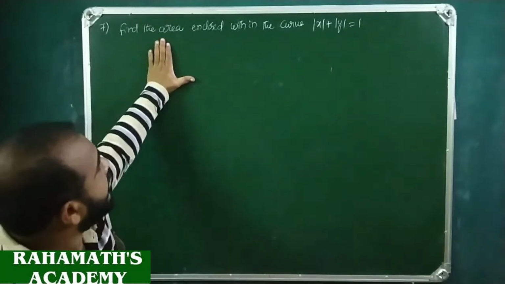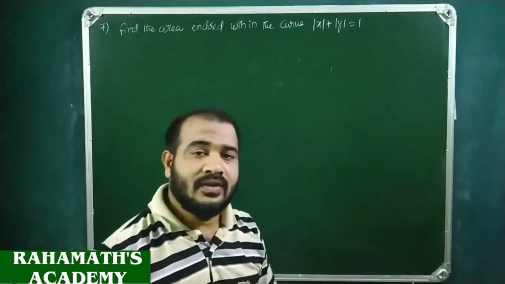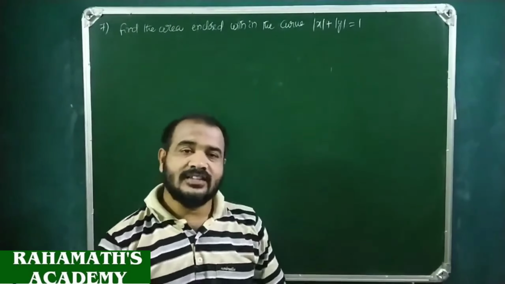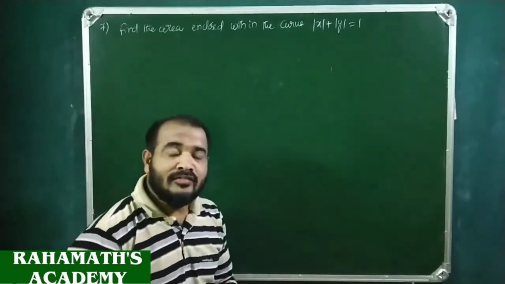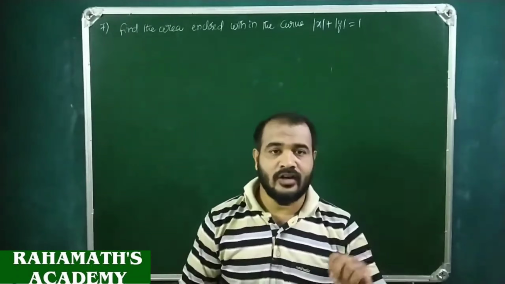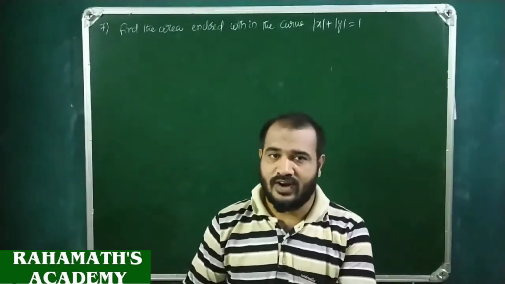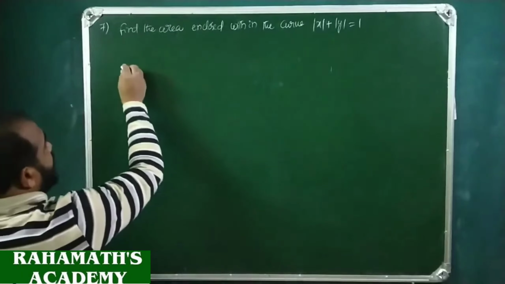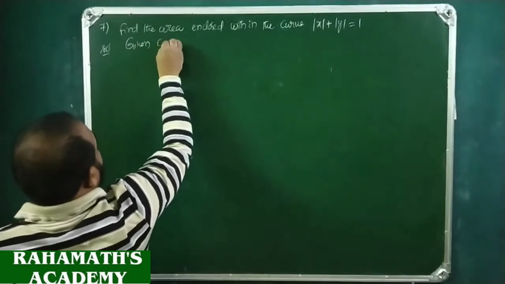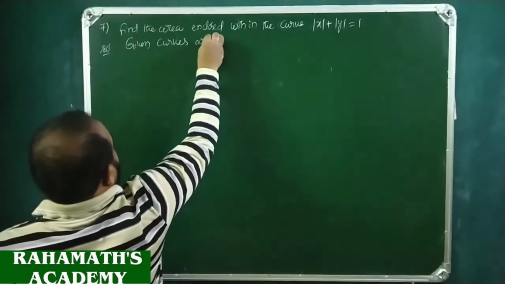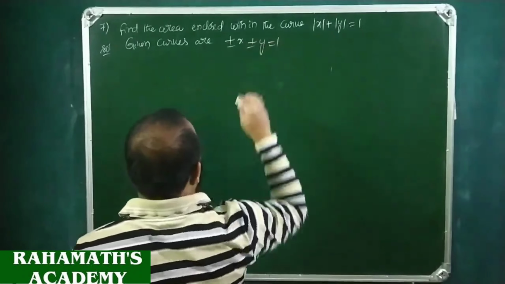Find the area enclosed within the curve modulus of x plus modulus of y equals 1. Modulus means it is plus or minus x plus or minus y. That means totally we are going to get 4: first quadrant, second quadrant, third quadrant and fourth quadrant. So the given curves are plus or minus x plus or minus y equals 1.